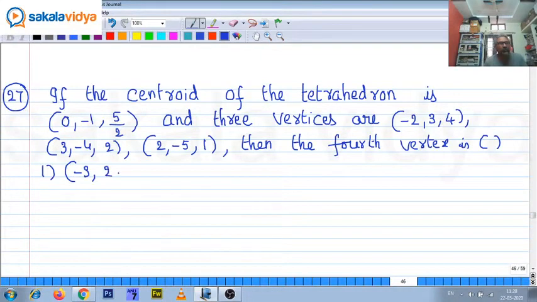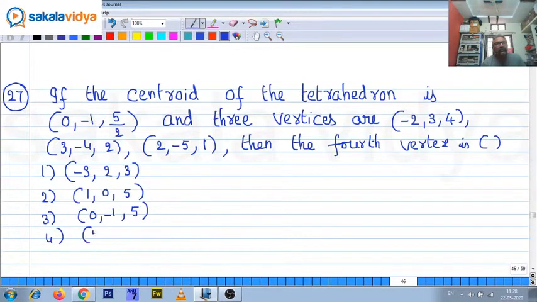First option -3, 2, 3. Second option 1, 0, 5. Third option 0, -1, 5. Fourth option 5, -1, 0.